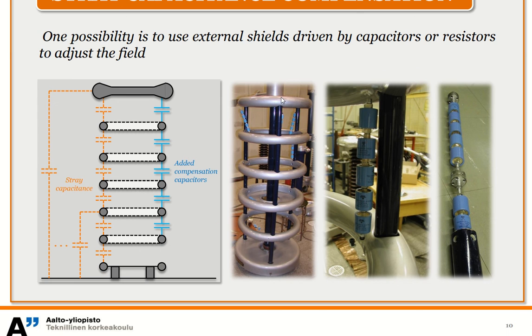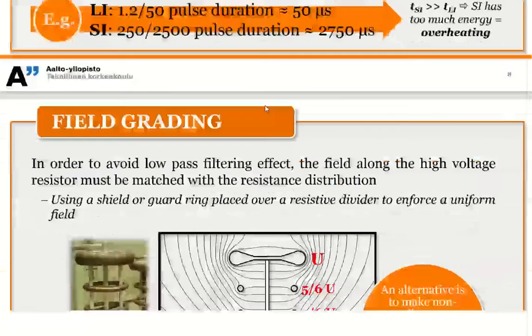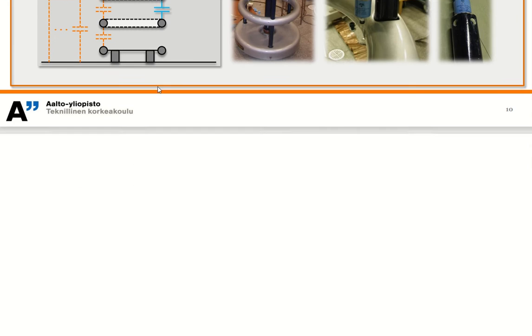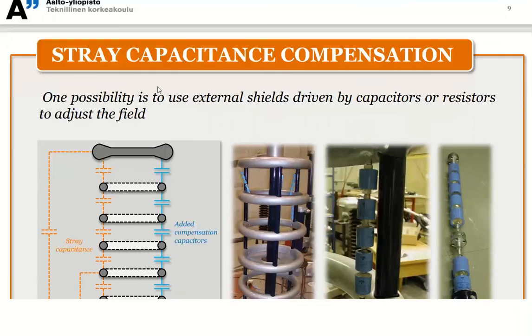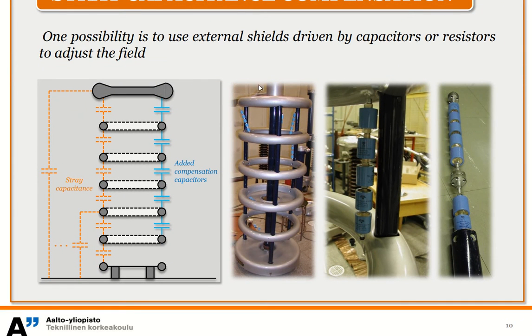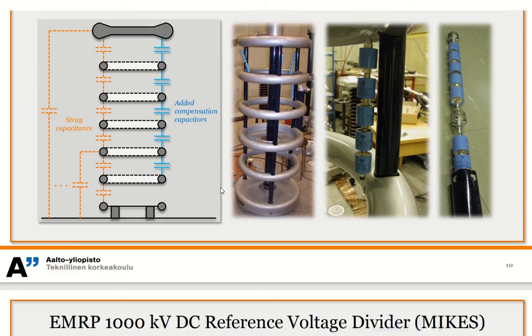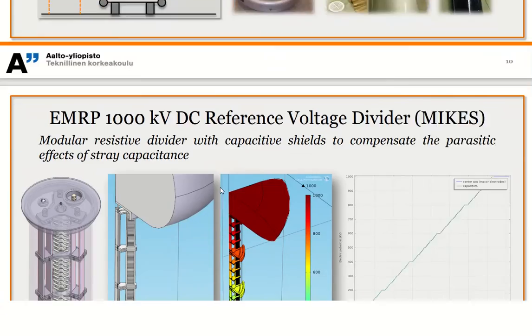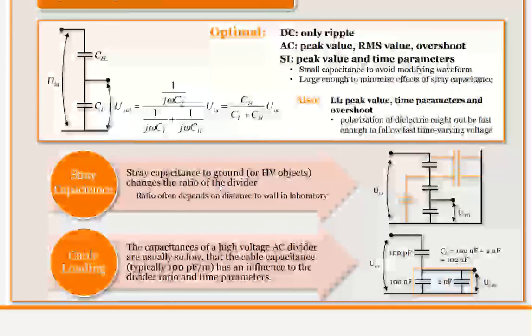So before this, we have the guard ring, okay, shield or the guard ring. So according to this one, they put the external shield driven by the capacitor or the resistor. So they put it like this one. They added a compensation resistor. Okay, so the next slide.